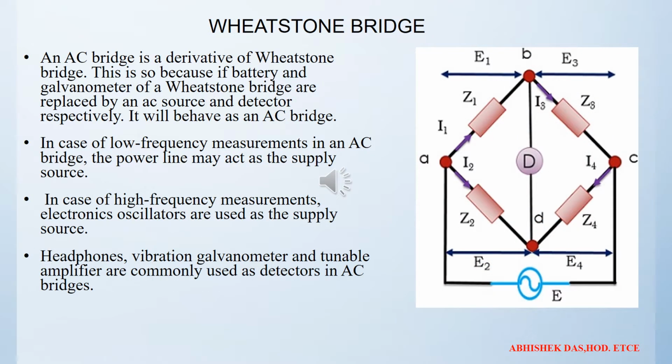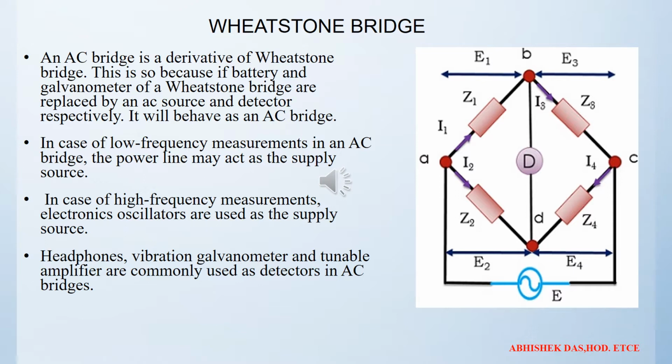Before knowing details about the AC bridge, we need to know the Wheatstone bridge. This is the circuit diagram of the Wheatstone bridge. The AC bridge is a derivative of the Wheatstone bridge. This is because if the battery and the galvanometer of a Wheatstone bridge are replaced by an AC source and a detector respectively, it will behave like an AC bridge.